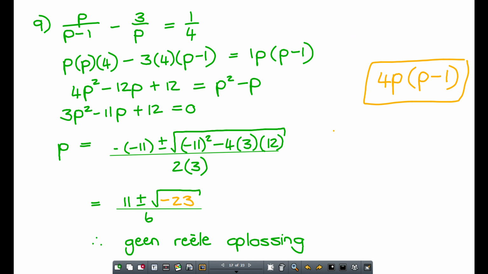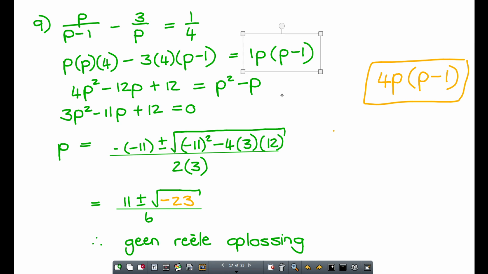Okay, let's go and multiply out. P times 4 geef my 4p kwadraat. Minus 3 maal 4 geef my minus 12. En dit moet ek nou gaan inmaal met daai hakkie. En dis so ek kry minus 12p plus 12. Okay, then over here as well. P times p squared, and p times minus 1, minus p.